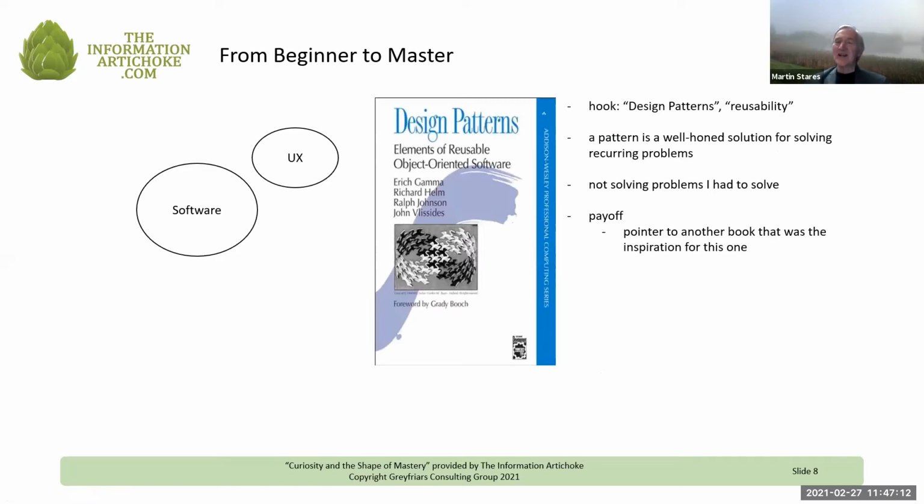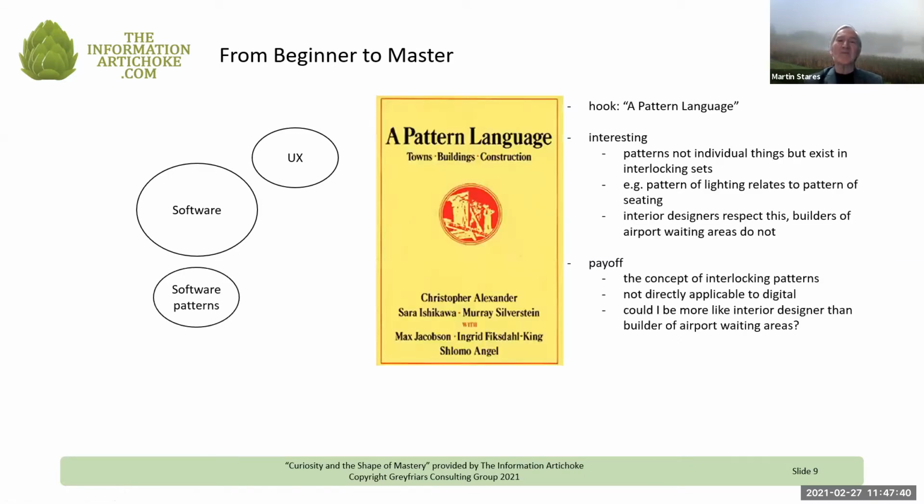Here's another book, Design Patterns, Reusability. I was hooked by those titles. I liked patterns, I liked being a toolsmith. And they're saying a pattern is a well-honed solution for solving recurring problems. The book appealed, but it didn't live up to its appeal because it wasn't solving the problems that I had to solve. But there was a payoff, and it's a pointer to another book that was the inspiration for this one. And that book, many of you I know will have heard of, is called A Pattern Language. It's by an architect called Christopher Alexander and some other people, but we only ever remember Christopher Alexander.